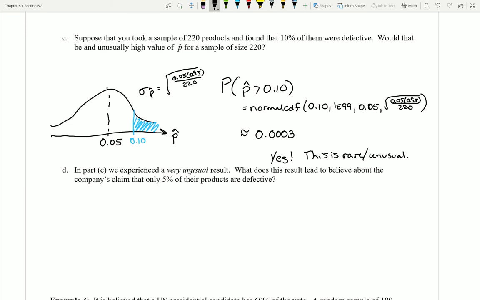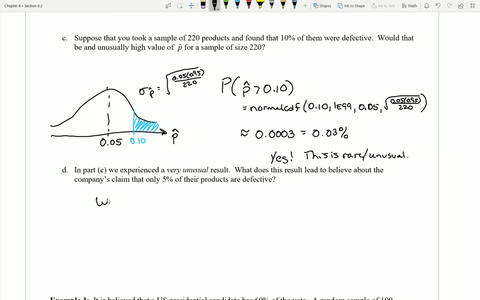So, we want to ask the following. If in part C we experienced a very unusual result, what might this result lead us to believe about the company's claim that only 5% of their products are defective? Notice, if only 5% of the company's products are defective, then the chances of getting what we got in our sample should have been astronomically low. I mean, not even 1%, not even 0.1%. This is equivalent to 0.03%. That's super, super small. So again, when we experience something unusual, we start to look for explanations.